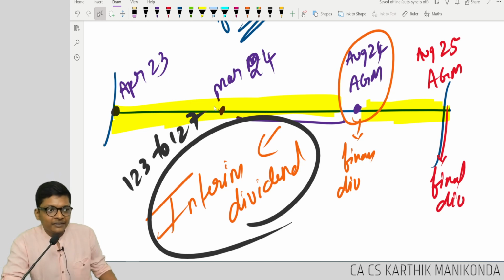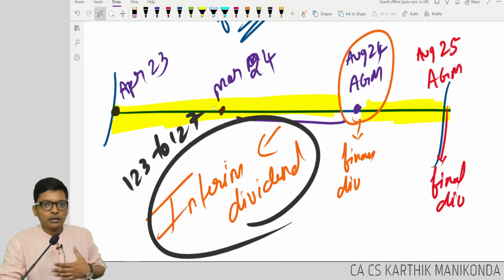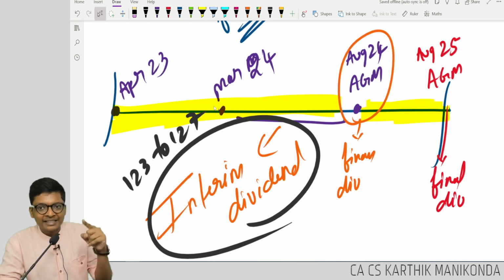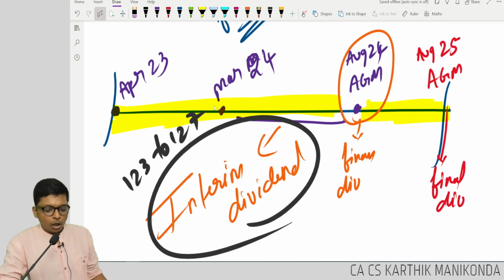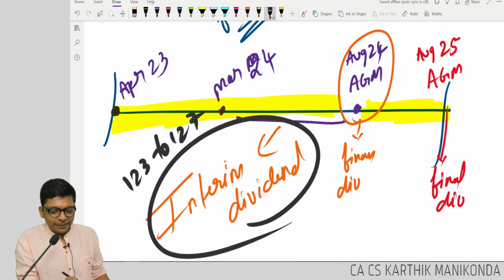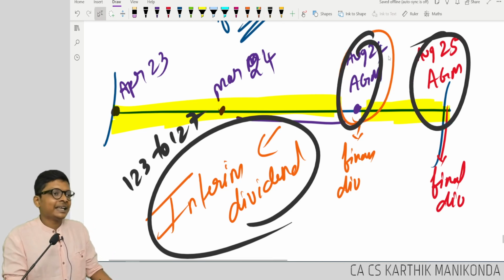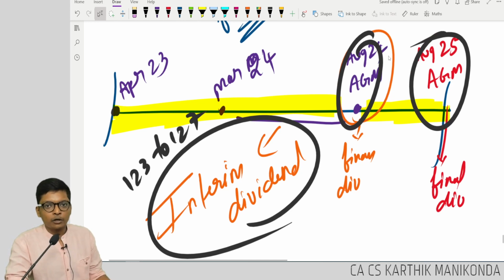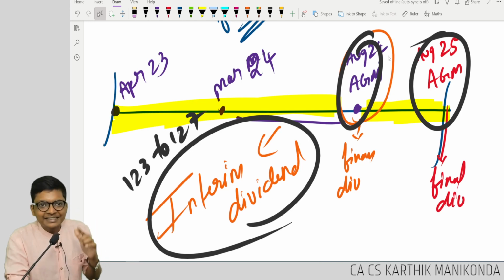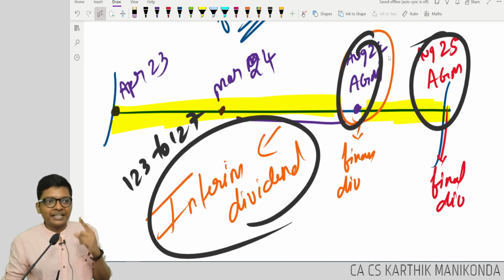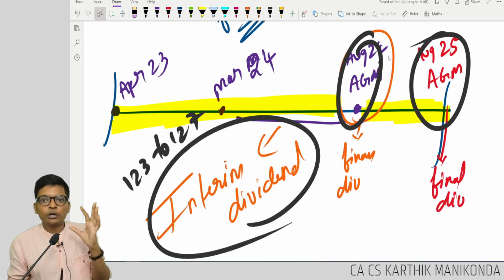So, interim dividend is a concept where the company declares dividend during the year, or the law defines interim dividend as dividend declared between two AGMs. Who will decide if they want to declare dividend? Company. How many times can I declare dividend, guys? Any number of times. Is it mandatory to declare dividend at least once? No. How many times you declare? It can be even 0 times.